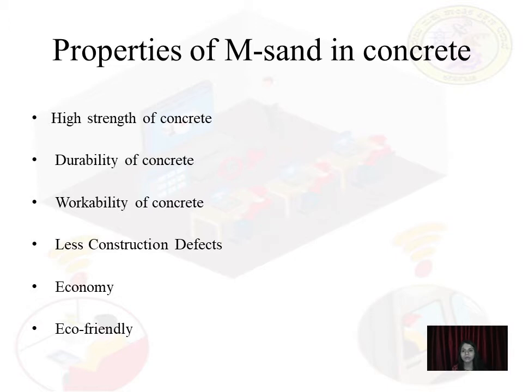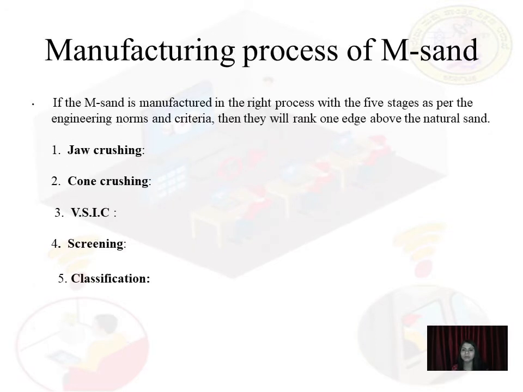These are all the properties of M sand in concrete. Hope you have understood: high strength of concrete, durability of concrete, workability of concrete, less construction defects in concrete, economy, and then eco-friendly. The next is the manufacturing process of M sand, very important.